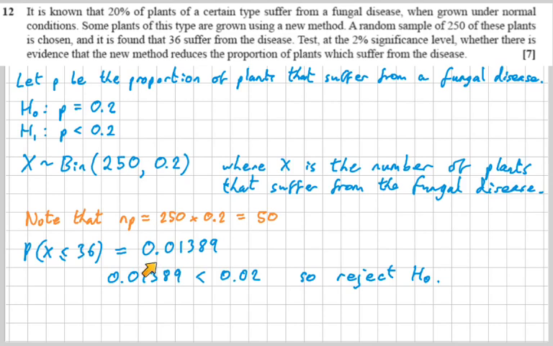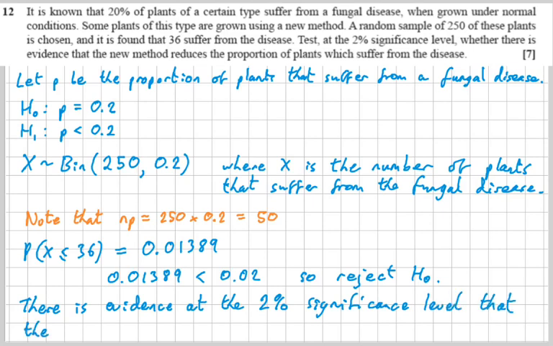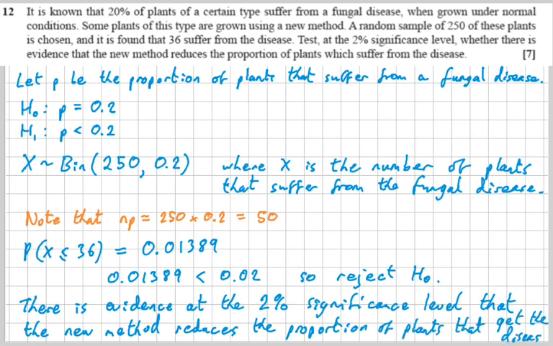We're looking to see, is this so unlikely, using this as a threshold, that we can reject H0, and indeed we can. And we're almost done. We just need a conclusion in context. Talk about evidence. There's evidence at the 2% significance level that the new method reduces the proportion of plants that get the disease.